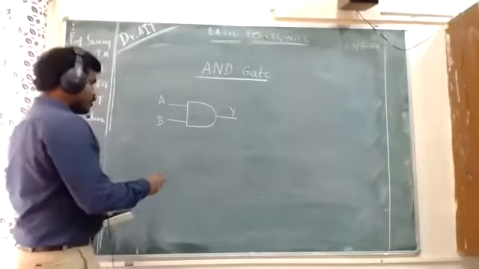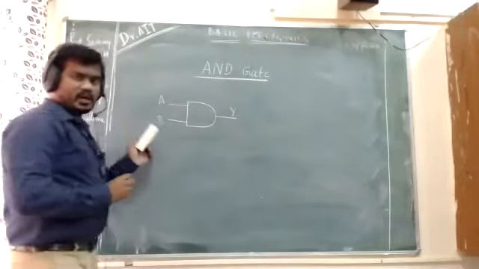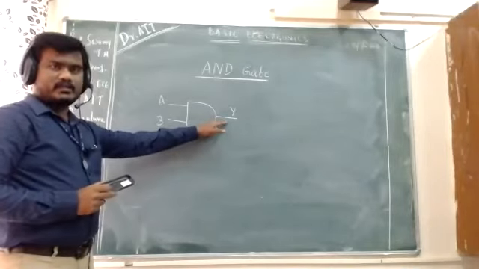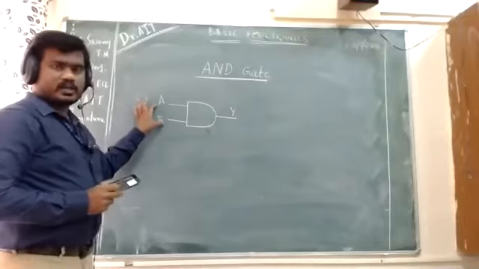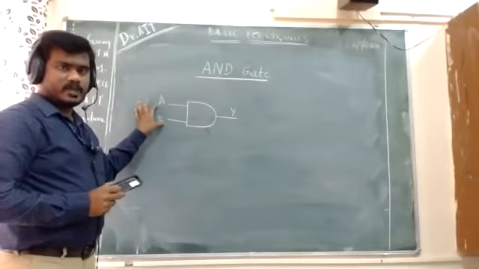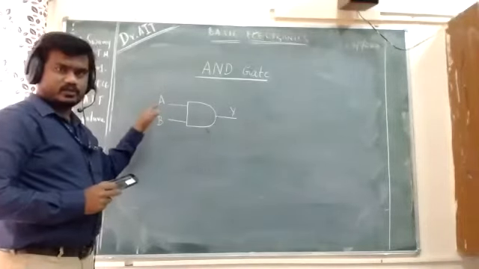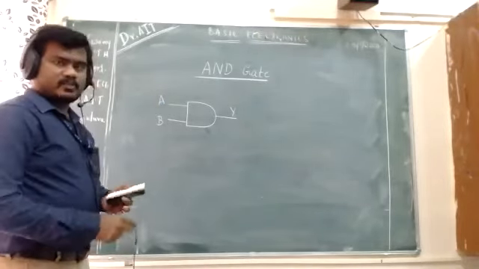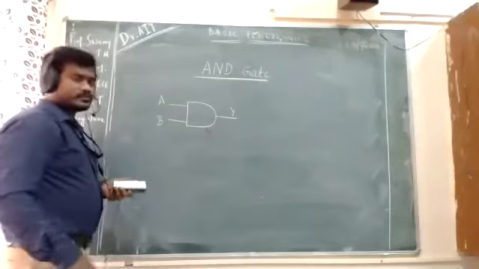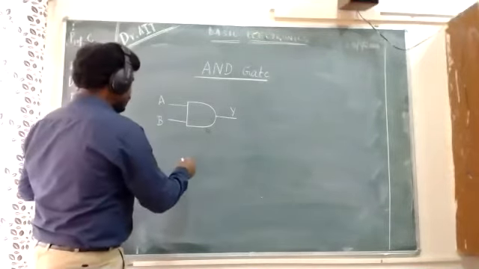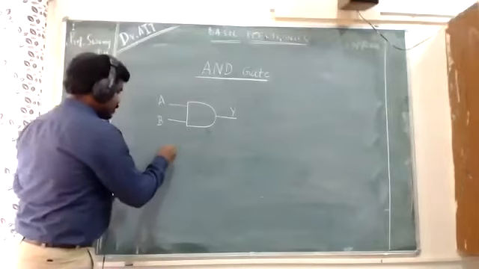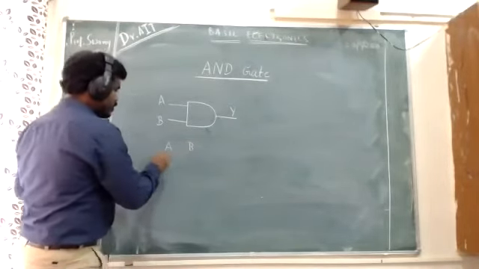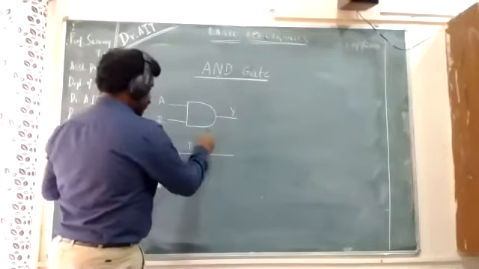Then coming to the truth table, the specialty of the AND gate is that the output is logic high only when both inputs are logic high. If any one of the inputs is logic 0, then the output is logic 0. So that is the logic representation of the truth table of the AND gate. I will take this truth table with input A, input B, and output Y.